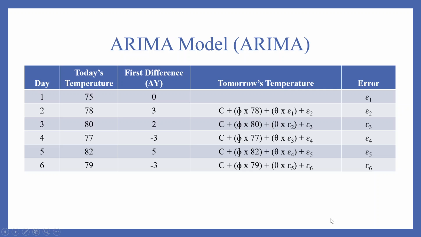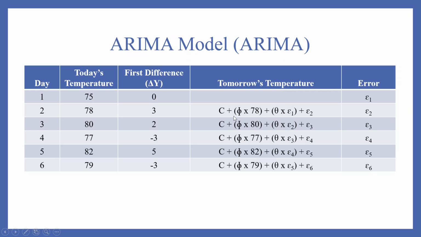ARIMA modeling. Now we will work on the first difference of the series. This means that this will become your dependent variable. So how do we take the first difference? 78 minus 75, 80 minus 78, 77 minus 80, 82 minus 77, 79 minus 82. So we have taken the first difference of the series and it is integrated of the order 1.